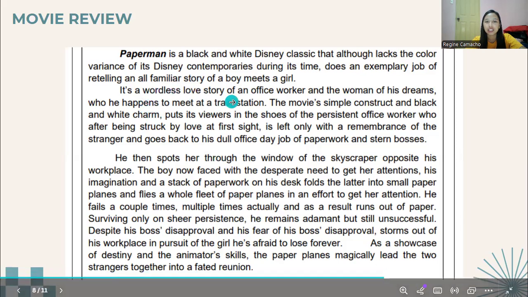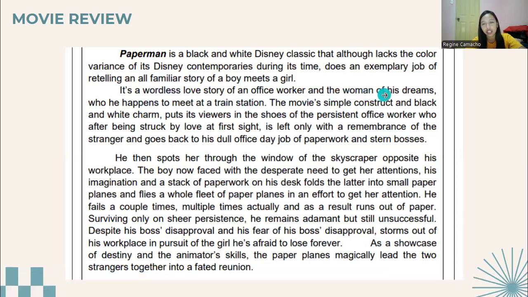So it's a wordless love story of an office worker and the woman of his dreams. As you can see in the summary, the reviewer chose the third person point of view. If you know that, he, she, and it ragid na ang gamiton. Why? Because the reviewer is not part of the story. You are just merely describing or giving a summary of the Paperman.